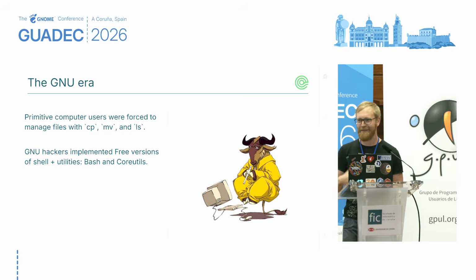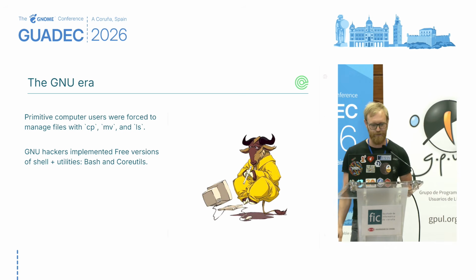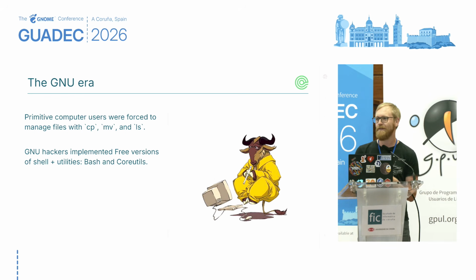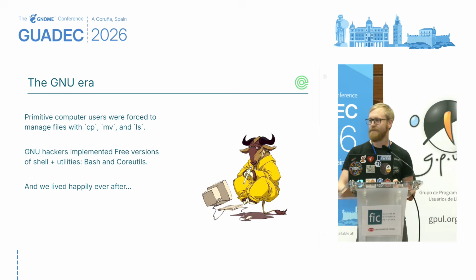Anyway, the 90s thankfully arrived. The GNU project developed free versions of all of the excellent software that had been in Unix. The Bash package developed the famous shell that we love, and Coreutils holds these utilities like copy and move. And then, of course, being GNU, we added more utils, find utils and diff utils and sed and more things, following the maximalist GNU philosophy. And we all lived happily ever after.